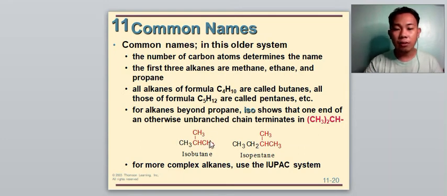This is iso. Why is it called isobutane? Because isobutane: iso because of this structure, and butane because of 4 carbons. This one, isopentane: iso because of this structure, and 5 carbons. 1, 2, 3, 4, 5. But for more complex alkanes, as I said earlier, we use the IUPAC system already.